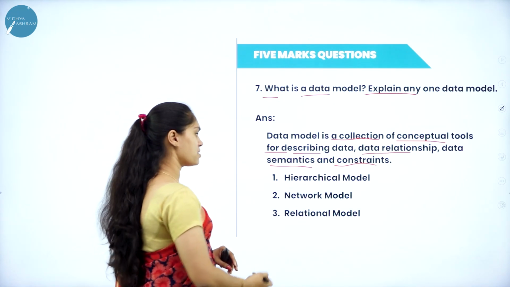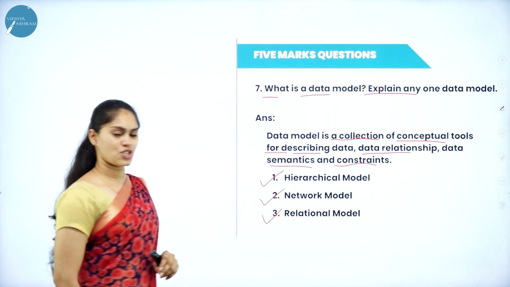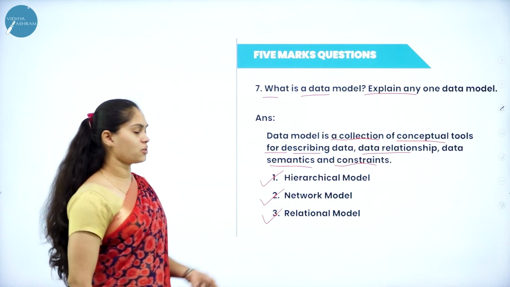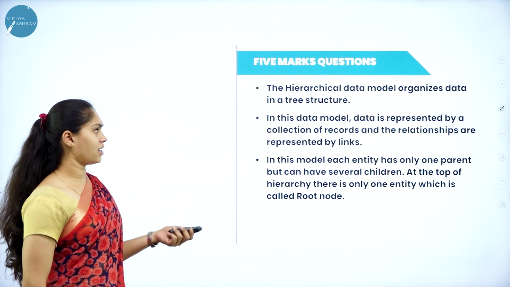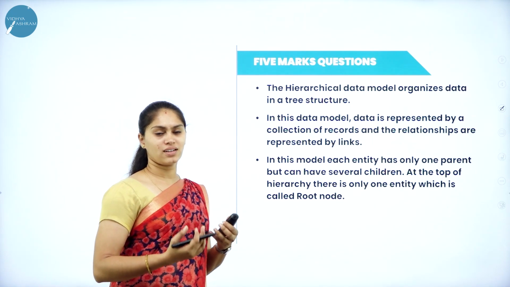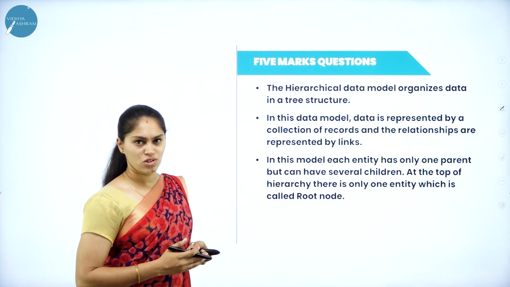It has three types: hierarchical model, network model and relational model. Out of these you can explain any one in order to get 5 marks. Here I have taken the hierarchical data model. It works like a tree-like structure, so the connection from one node to n number of nodes will be there.